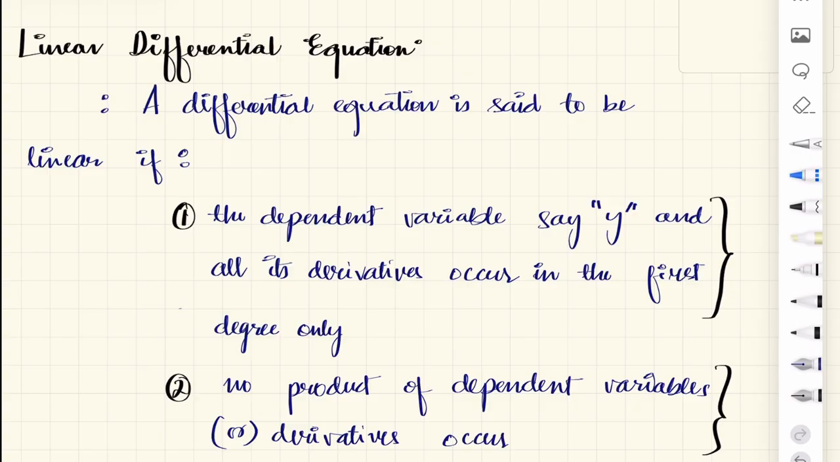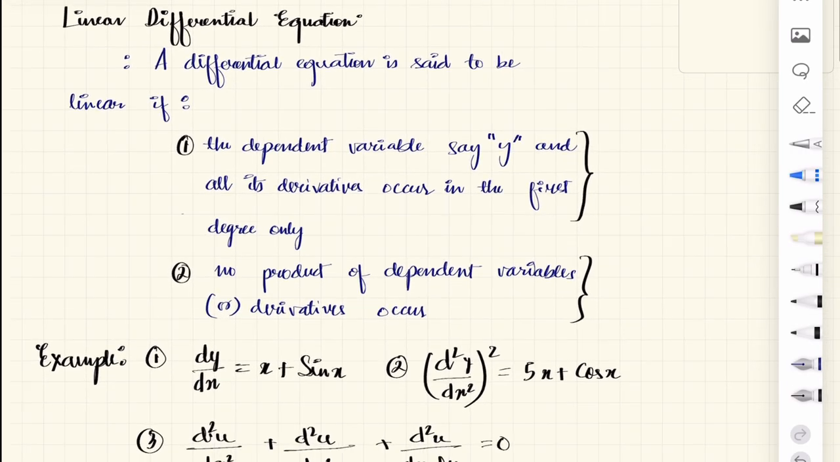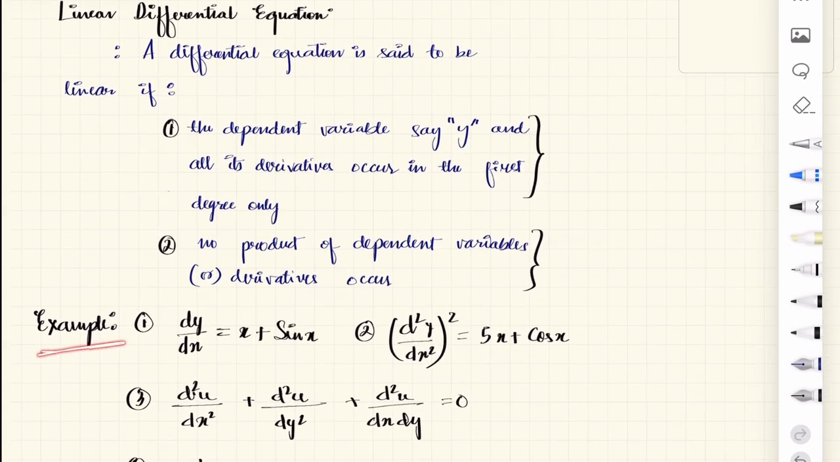So let's see an example. What is the first example? The first example is dy/dx = x + sin x. So here let's check the criteria first. We know this is a differential equation. Is it valid? Yes. So we are going to check whether it is a linear differential equation or not.